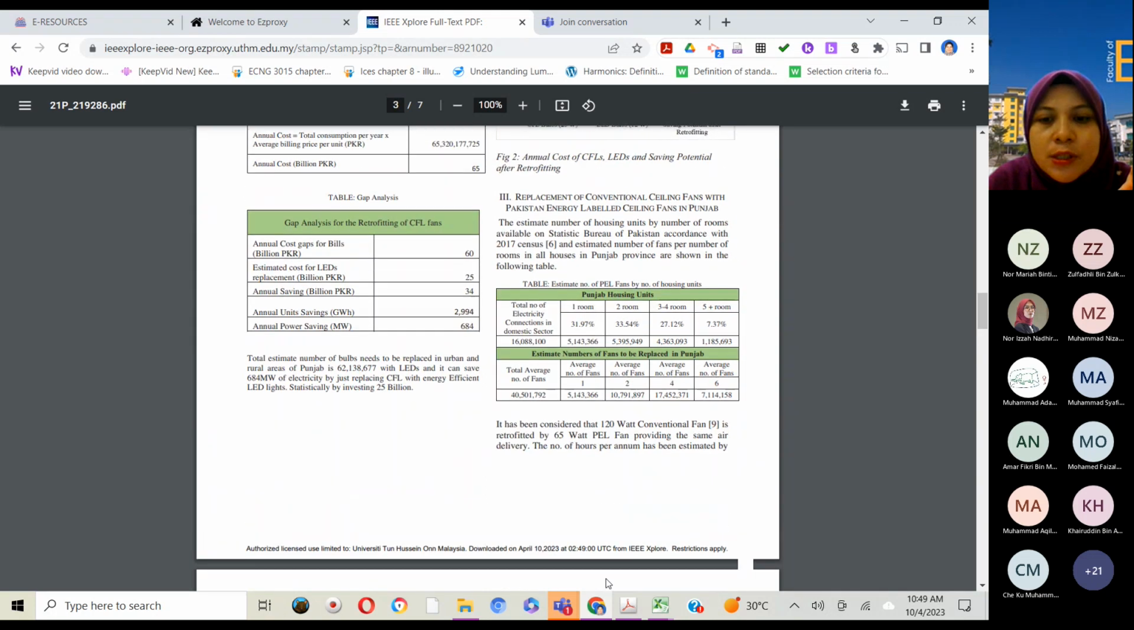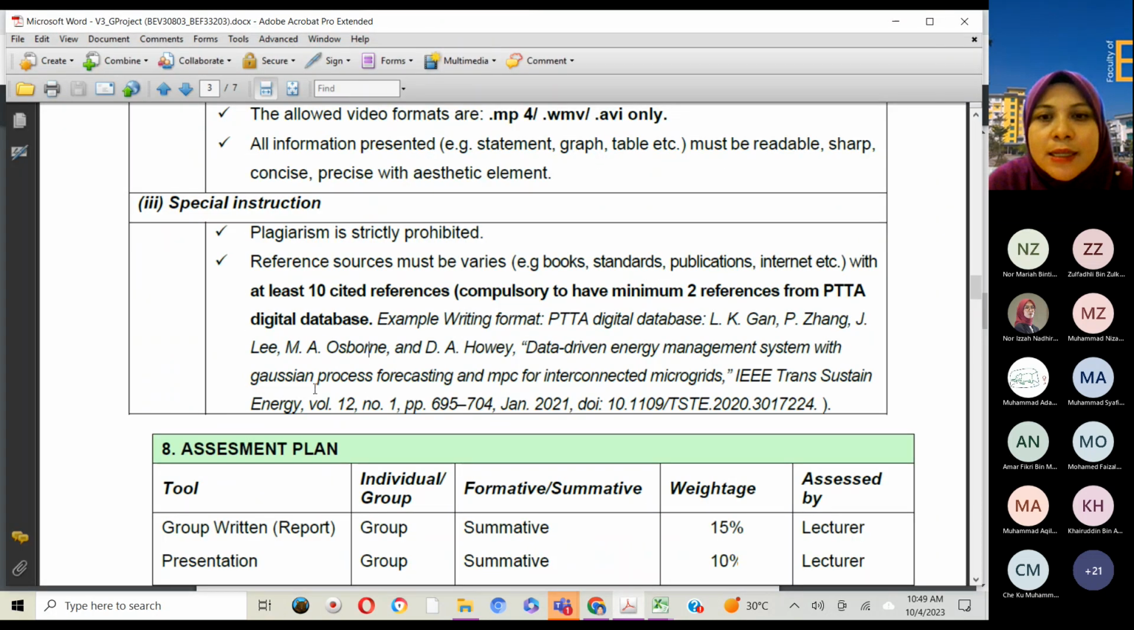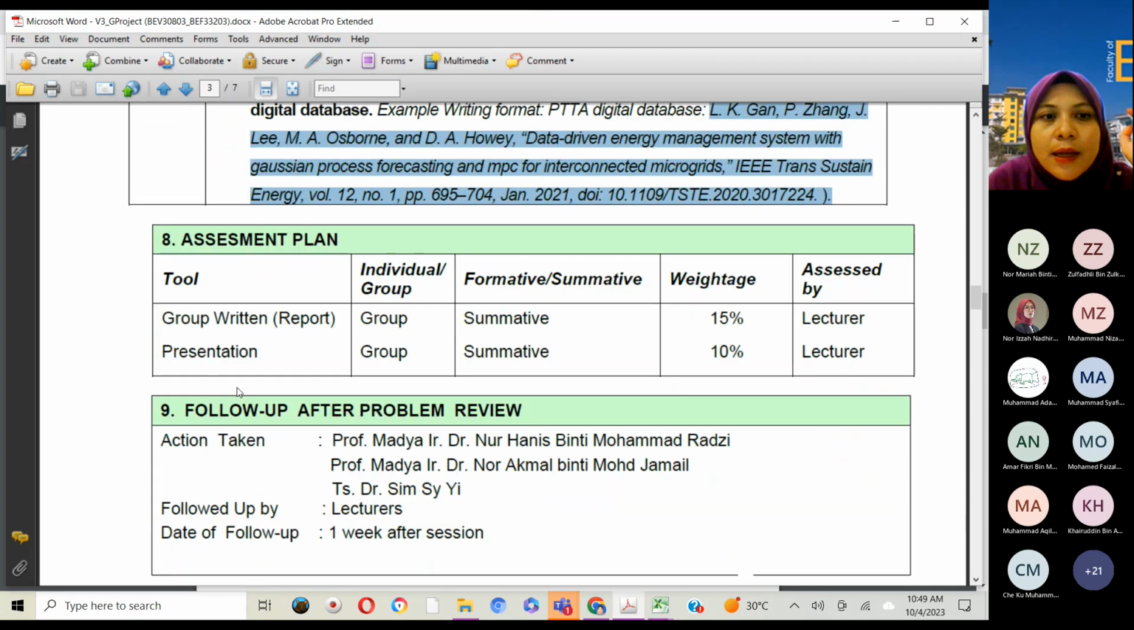So at least for your project, you kena letak at least two references from PTTA. And then this is the example writing format. Tulis macam ni lah. PTTA digital database kat mana. So kena ada. Kalau tak ada, you punya marks will be deducted. Okay. And then assessment plan, biasalah ada report and presentation. So report weightage dia 50%, you punya presentation 10%.